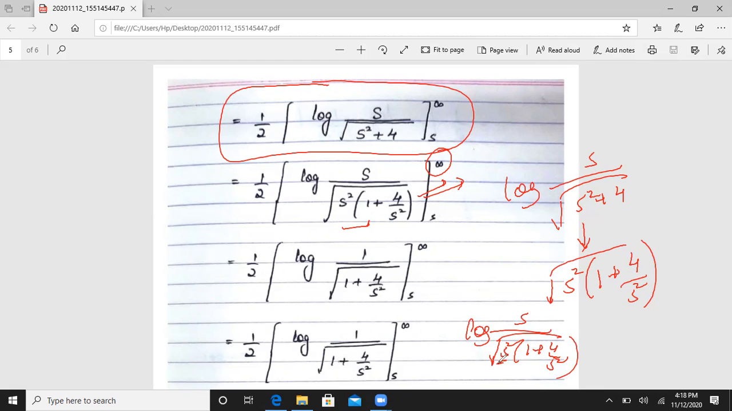When we separate this square function, we get log of s divided by s into root of 1 plus 4 by s square. Here we have s square, and when we take its root, we get only s, and s gets cancelled, and you get log of 1 divided by root of 1 plus 4 by s square. I hope you guys understand this function.